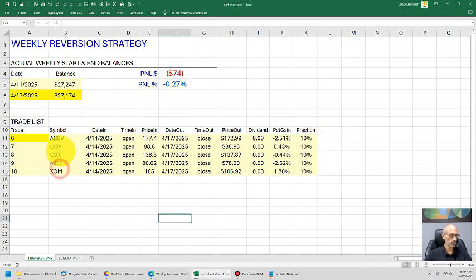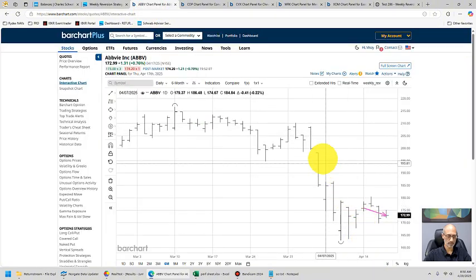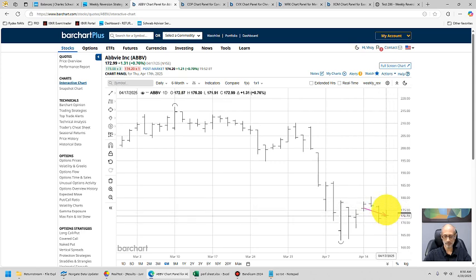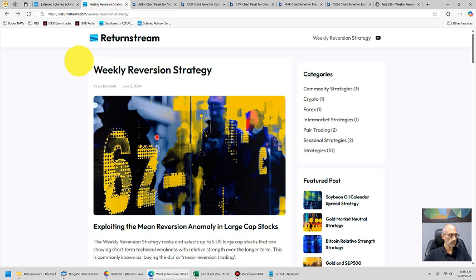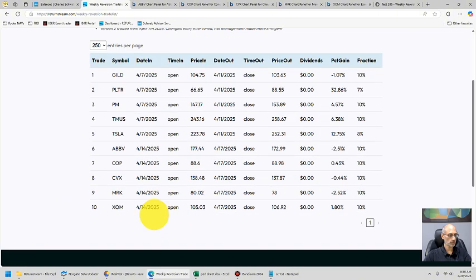Let's look at these trades one by one. First one was AbbVie, where we lost 2.5%. So we have a buy the dip strategy, and so it picked up on the dip here, got in here on the Monday, and exited here on the close of Thursday because of the short week.